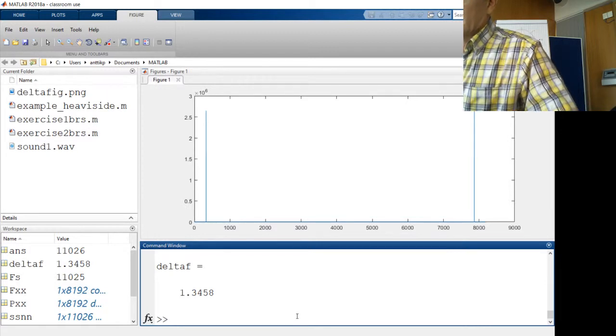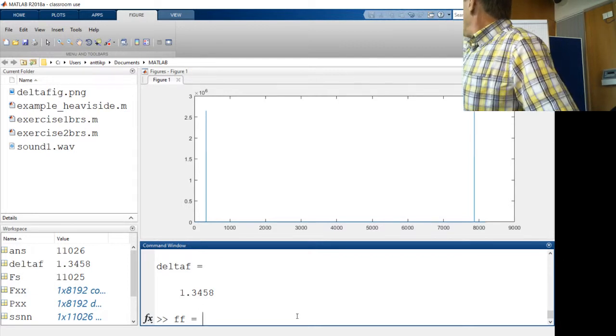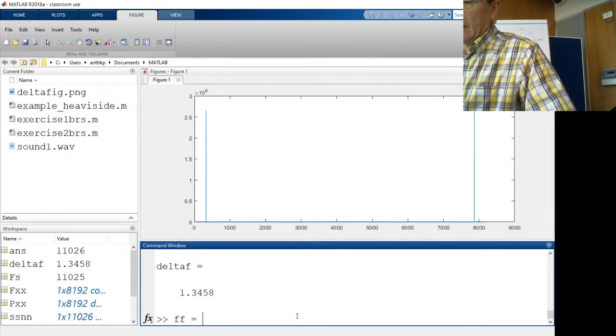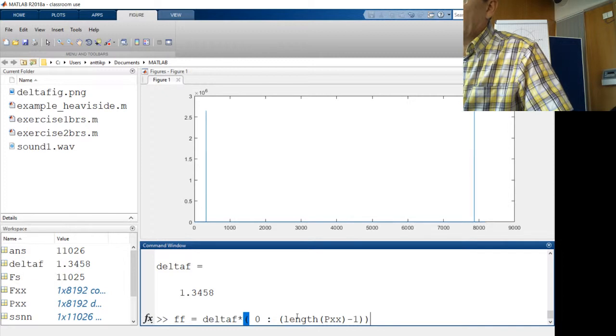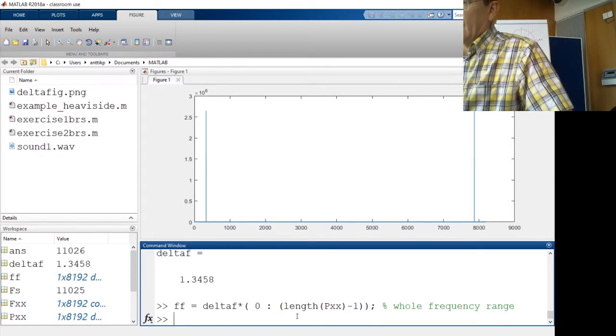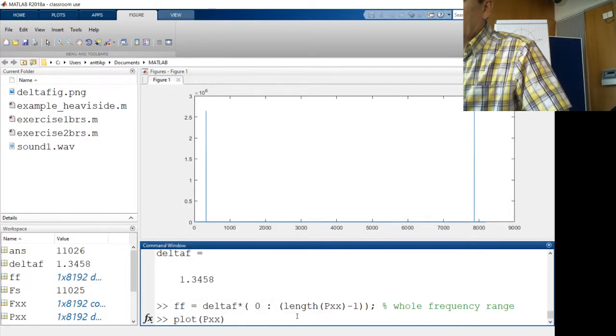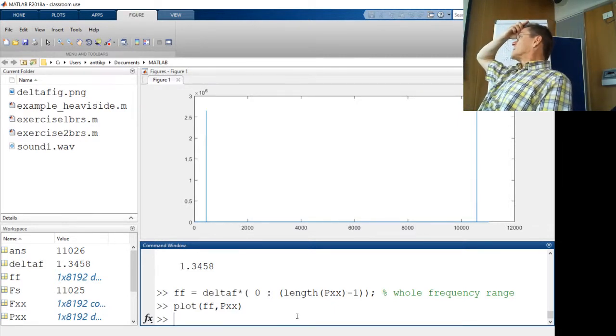Okay, but first things first, the whole range of the frequencies is now, well, let's see, delta f times 0 to length of pxx minus 1. Okay, that's the whole frequency range. And now we can plot the same stuff again, ff, pxx. And now we have physical frequencies here. So now the x-axis is actually in hertz.